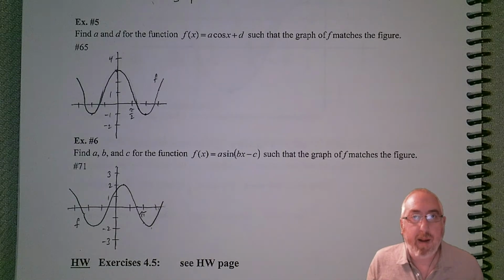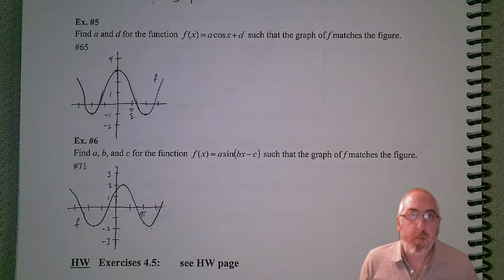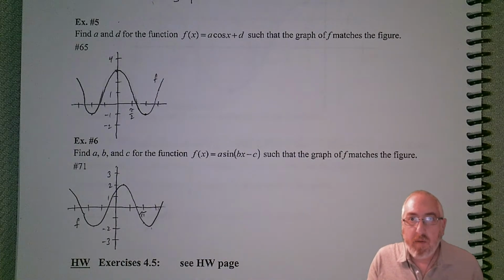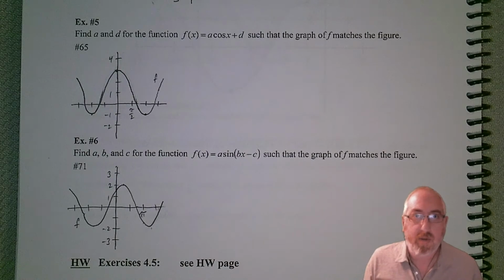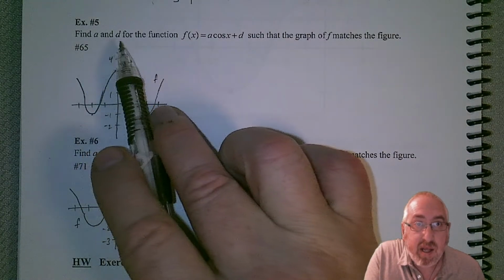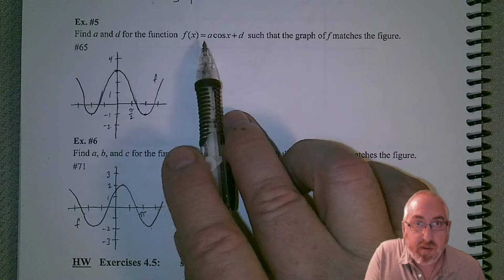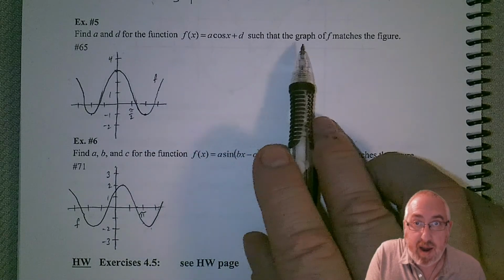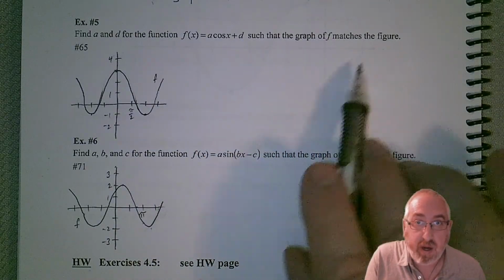All right, welcome back. So we're going to wrap up section 4.5. We have two more problems that are looking at some applications of all that we've learned about how we can modify our sine and cosine functions. So the first one says to find A and D for the function f of x equals A cosine of x plus D such that the graph of f matches the figure.